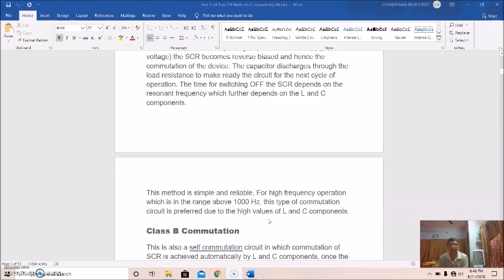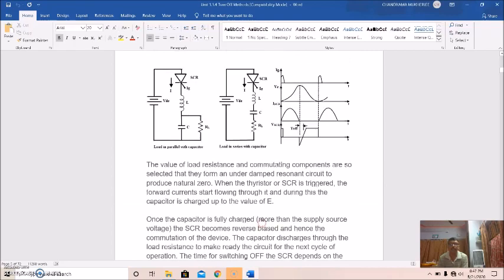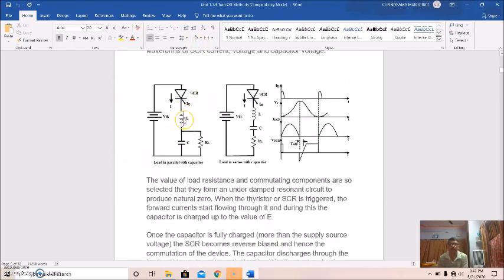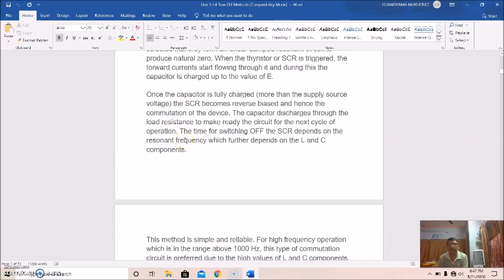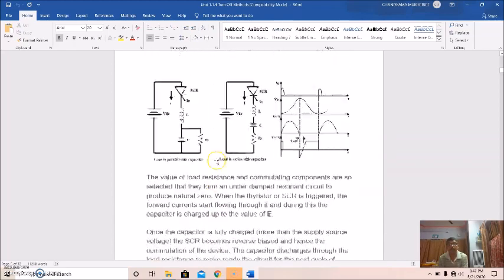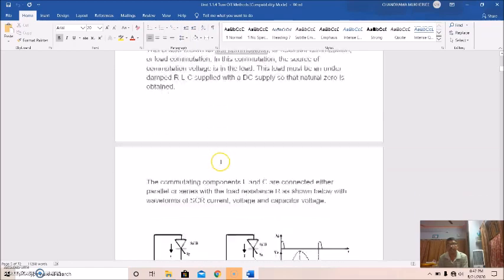So this method is simple and reliable for high frequency operation, which is in the range of 1000 Hertz. This type of commutation circuit is preferred due to high values of L and C components, that is the inductor and capacitor here. So this is depending on this L and C. Okay, so that's all about class A commutation.